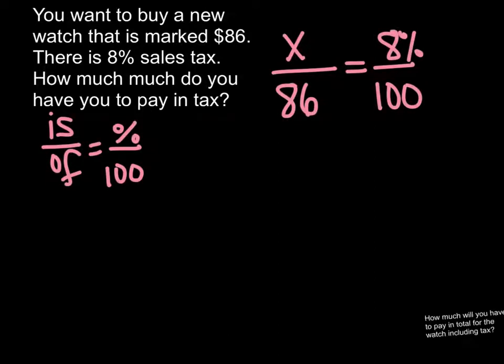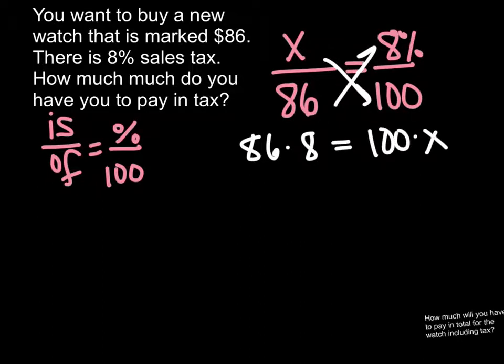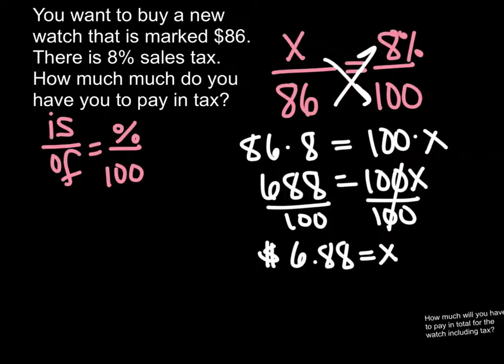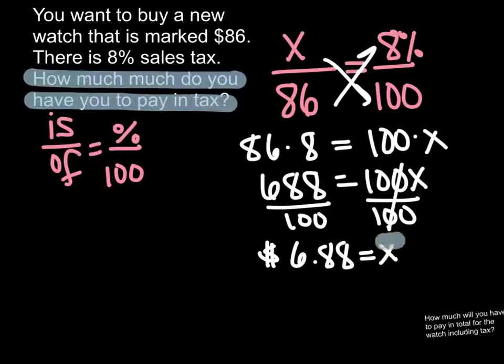With this setup, this is a one-step problem. So I'm going to go ahead and cross multiply. And that means 86 times 8 is equal to 100 times x. 86 times 8 is 688, equals 100x. I can divide both sides by 100 to isolate my x, or to find out that x is equal to $6.88. Okay, that tells me the amount of tax I have to pay. How much tax do you have to pay? My tax is right here, $6.88.